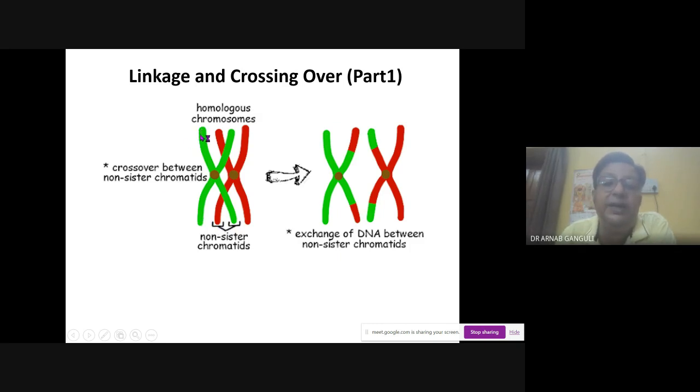So sister chromatids are these lines of the chromosomes which are green in color, or the ones which are red in color. All the red, this chromatid is a sister chromatid. And even for the green, these two greens, they are the sister chromatids. And this green and red, they are the non-sister chromatids. So the crossing over takes place in homologous chromosomes between non-sister chromatids. As a result, there is exchange of DNA. So part from the red goes to the green and part from the green goes to the red. Because in this crossing over, here is where all the recombination takes place.